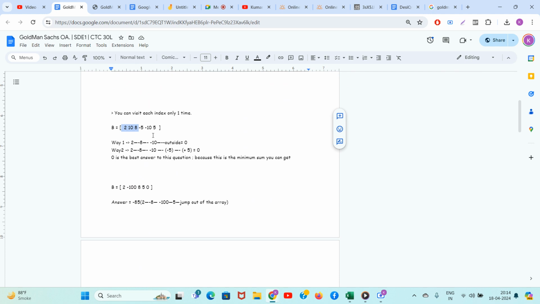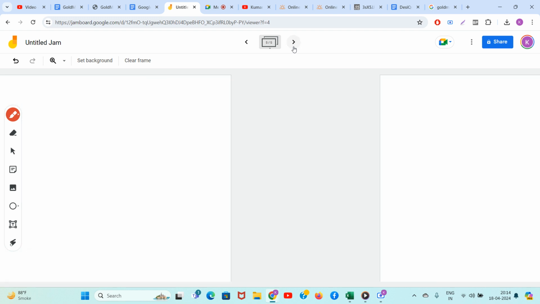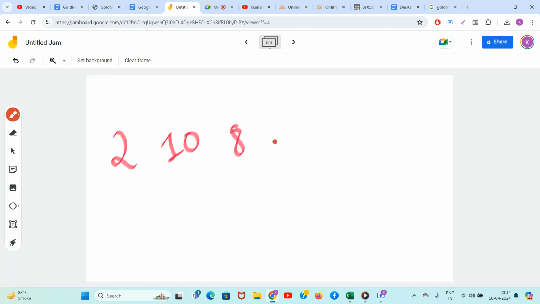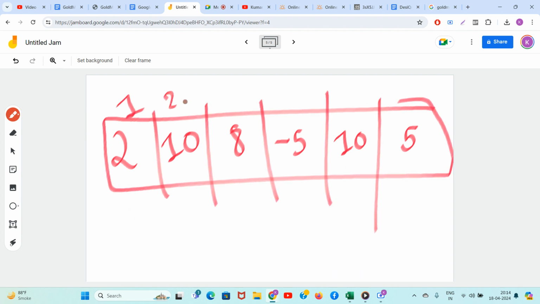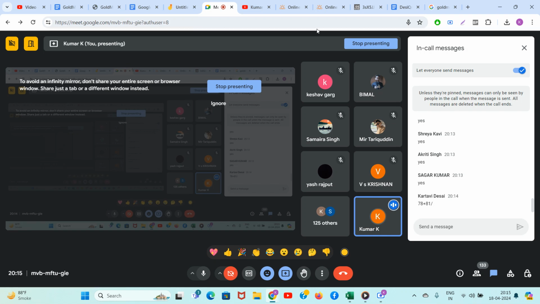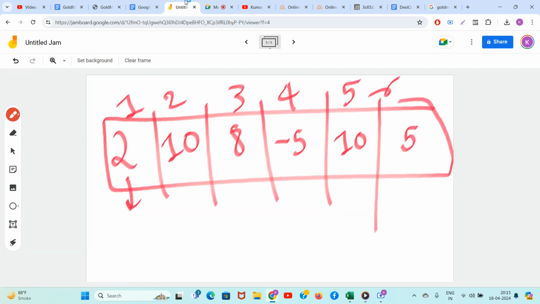2, 10, 8 and minus 5, minus 10 and 5. Guys, tell me any one way. Tell me any one way which will give you the minimum cost to end the journey from start to end. You start from here. Lovely people, start using your lovely brain. Kumar K sir's students, use common sense.